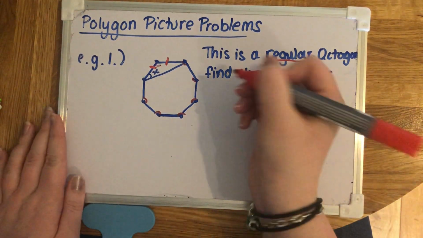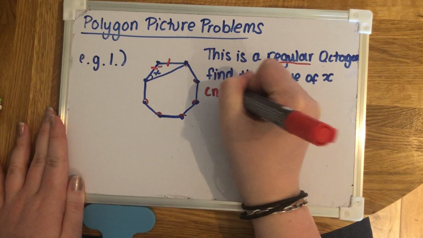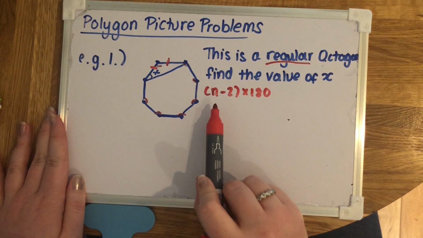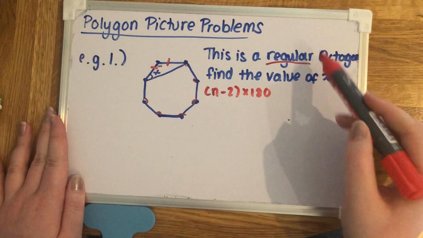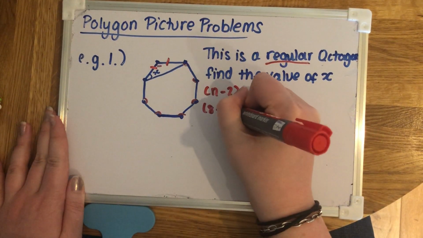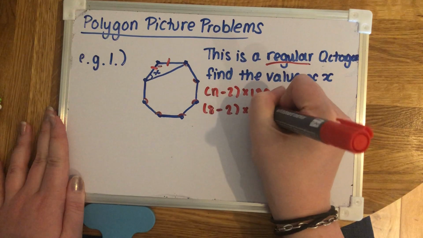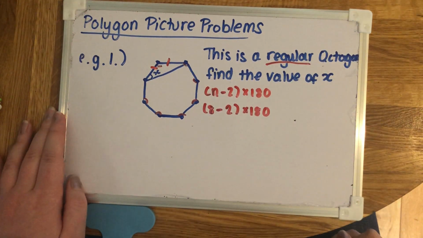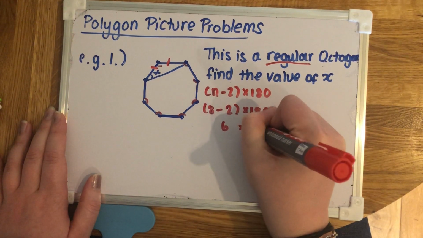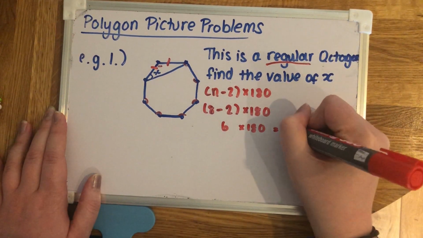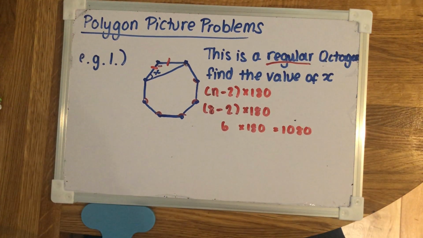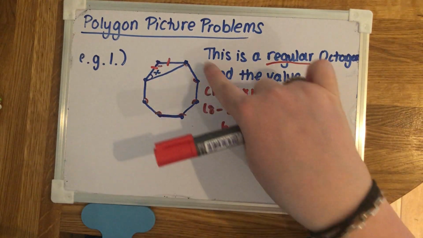So we need to remember the formula. The formula is n take away 2, times 180. n represents the number of sides in the shape. Because it's an octagon, that means it's 8 sides. If you weren't sure on that, just count the sides on the diagram. So 8 take away 2 times 180, that's the same as 6 times 180, which is 1080. Again, you can use a calculator. That's what all of those angles add up to in the shape.